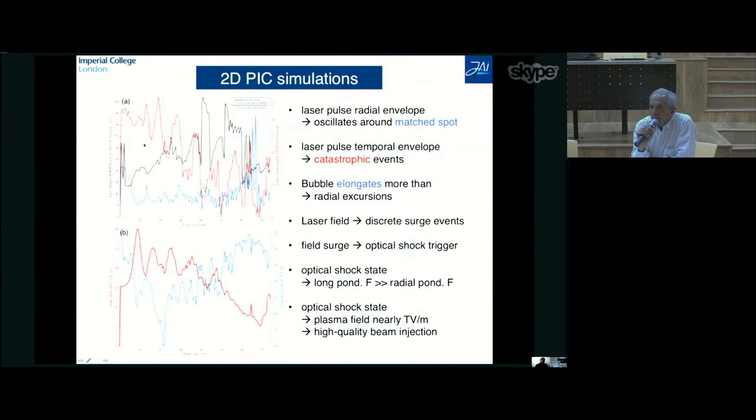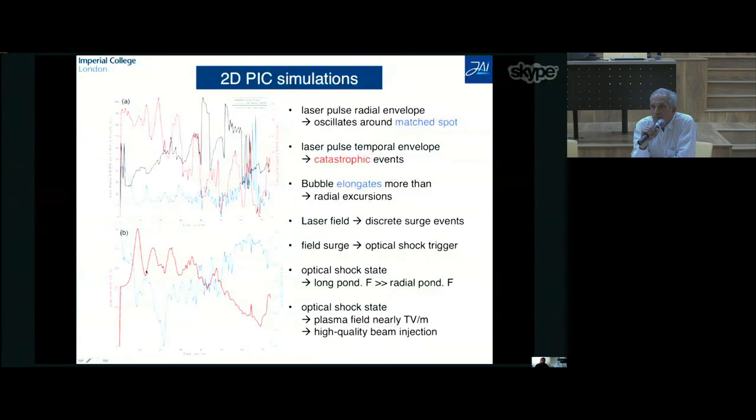The black is the bubble length, considering from the start of the bubble to the end of the bubble longitudinally on axis, for example. That is elongating much more than radially expanding. So this bubble is asymmetric. It's an elongated bubble. Interestingly, you see that each time the laser pulse undergoes a compression, its electric field undergoes surges.